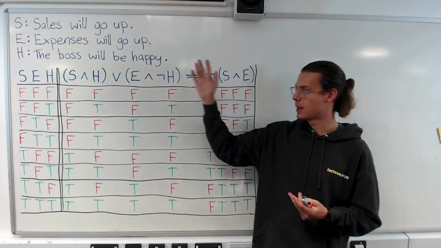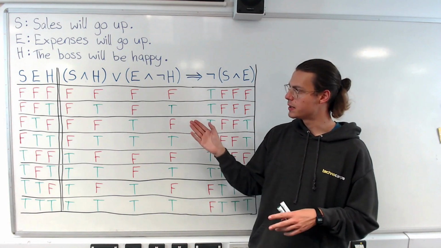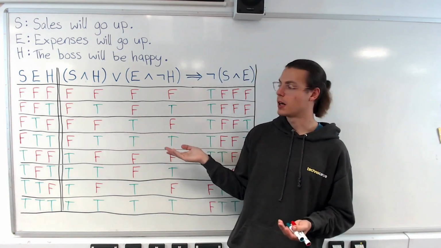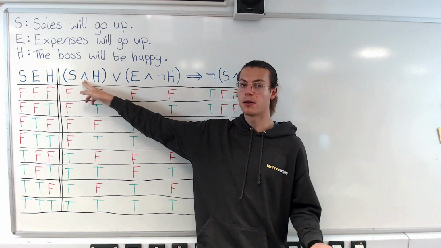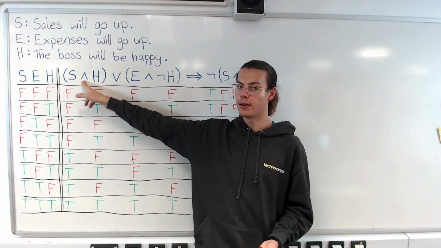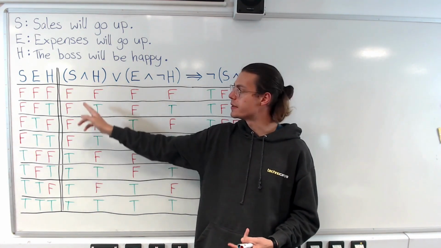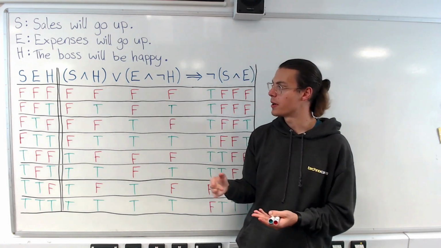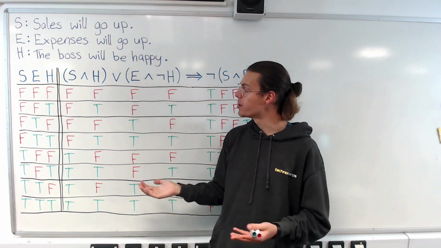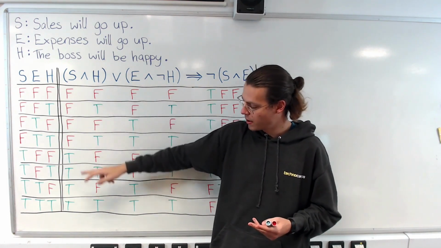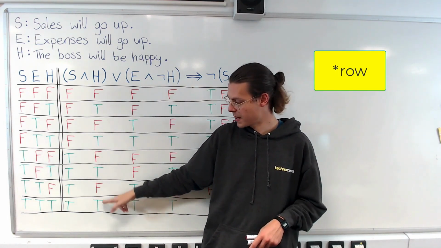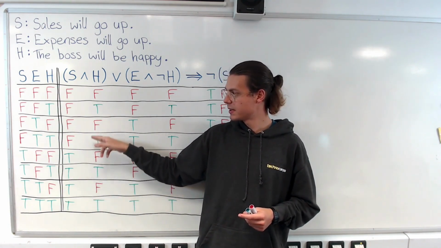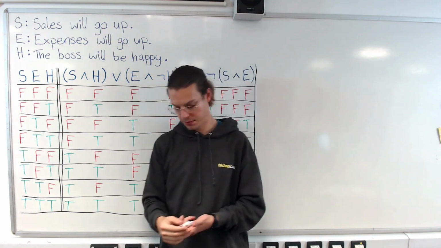Okay, let's start to look at our premise now. Again, we need to start inside the parentheses. So we can start with this AND operator. This column is for the statement S and H. This is true if S and H are both true, which is in the last column and the third to last column. And everywhere else, this is false.